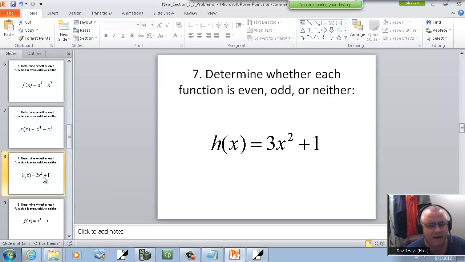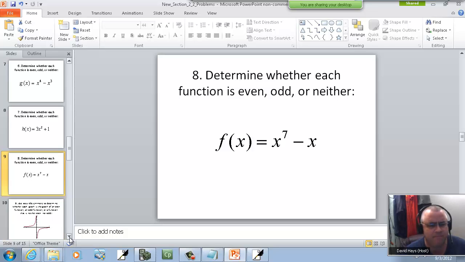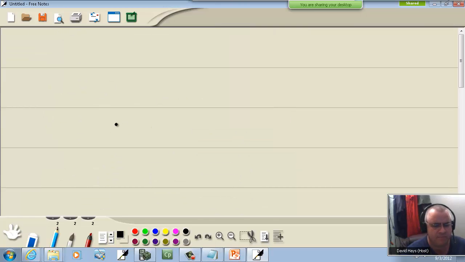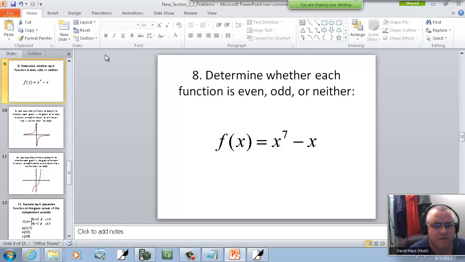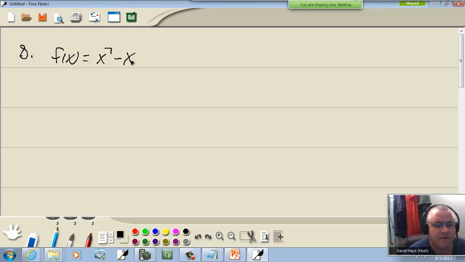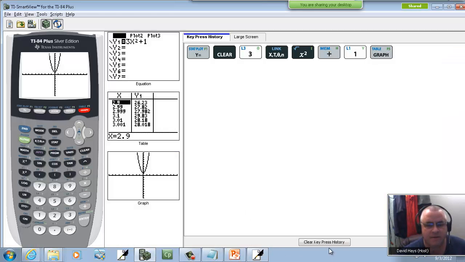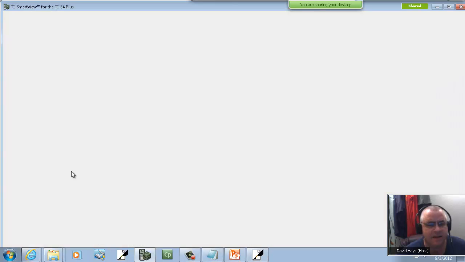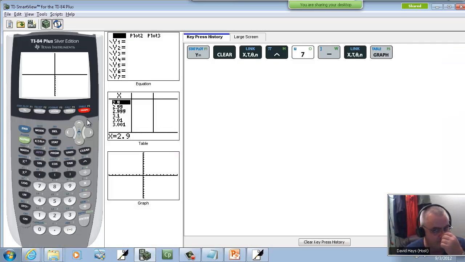Okay, let's go back to using the calculator. I think we're on this problem right here. So clear that out. And we got f of x is equal to x to the seventh minus x. So even, odd, or neither? So let's graph it. So press our y equals, press clear. We got x to the seventh. So I do x caret 7 minus x, and then graph.